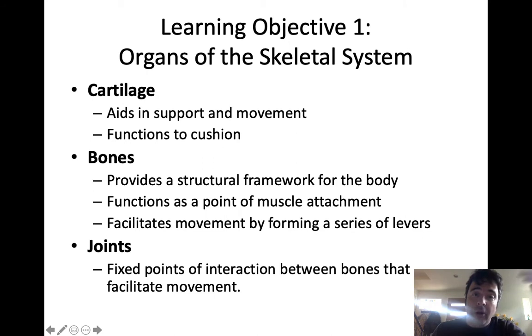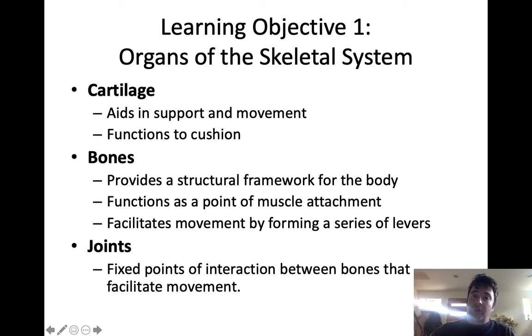Now, learning objective 1, organs of the skeletal system. We have cartilage. Cartilage aids in support and movement, functions to cushion, really important. We have bones. You don't think of bones as being organs, but remember, an organ is 2 or more tissues working together to carry out a common set of functions. Bones provide a structural framework for the body.